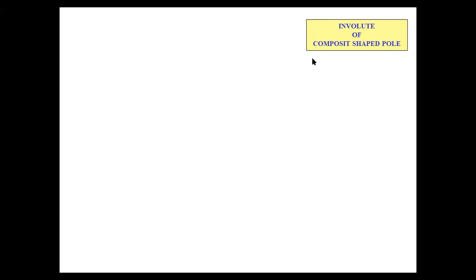Composite is kind of a mixture. A composite shape means a mixture shape. There is no one shape. And composite material means there are two or three materials together making another material. Fine. So we will see that composite shape.